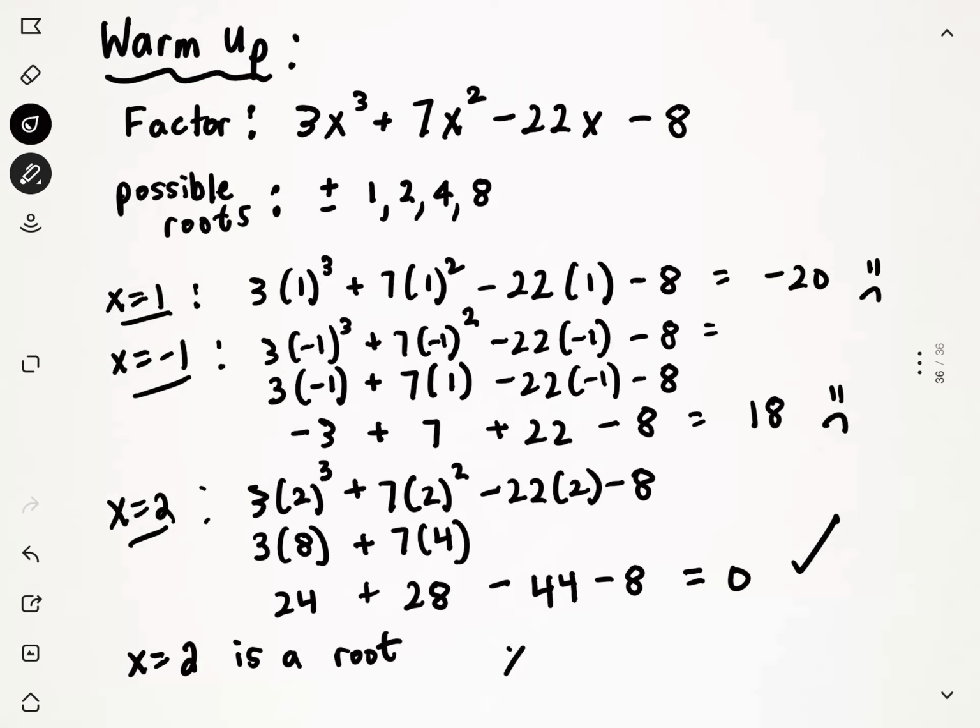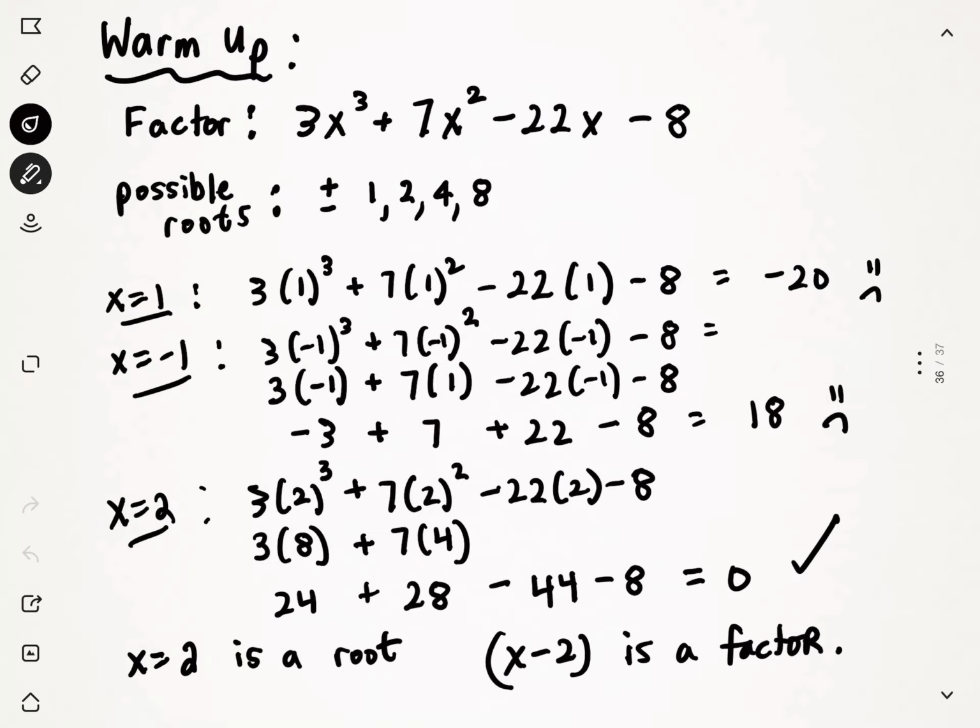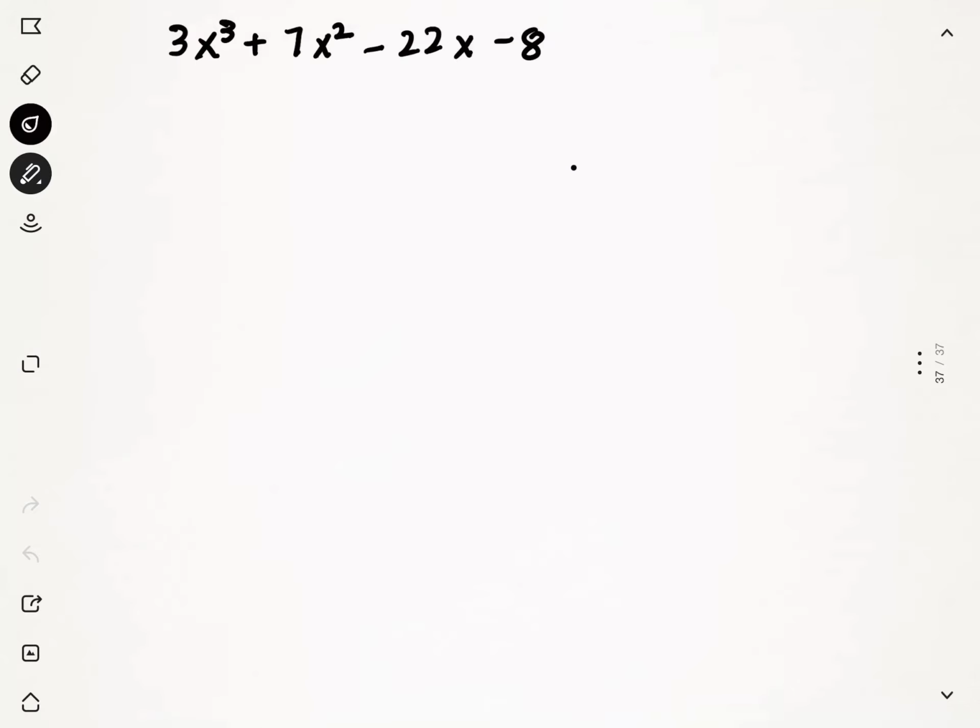So we have x equals 2 as a root, which means the opposite, x minus 2, is a factor. So we have found one of the 3 factors. This is a degree 3 function, so we're expecting 3 different factors. If we want to take a look at this question once again, 3x to the 3 plus 7x squared minus 22x minus 8, we have already found in the previous step that x minus 2 is a factor. So we have x minus 2 as one of the factors. We want to see what's left over.